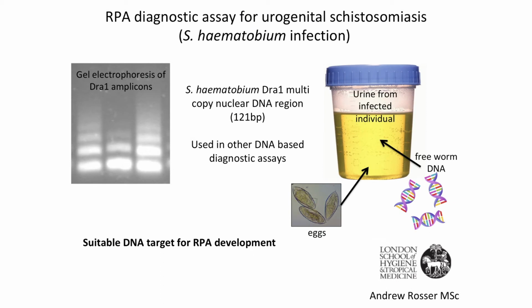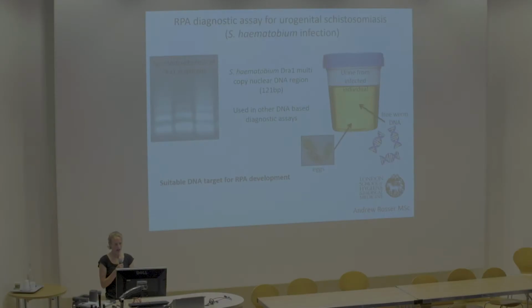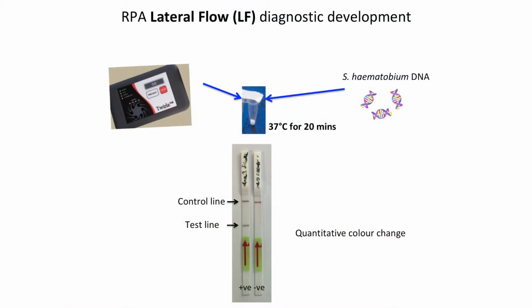So we've developed an RPA assay for Schistosoma haematobium, which causes urogenital schistosomiasis. And this is really thinking about targeting those eggs in those urine samples and that free DNA there. We based our assay on a highly repetitive repeat in the haematobium genome, known as the DRA1 repeat. And we tested this using the lateral flow system, and we got very good, nice results from this. So amplifying within 20 minutes, and then doing the lateral flow assay and producing positive for haematobium DNA.